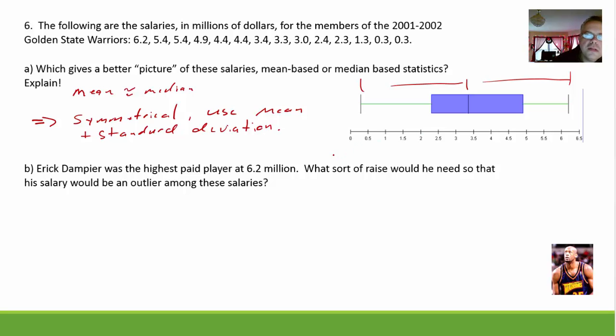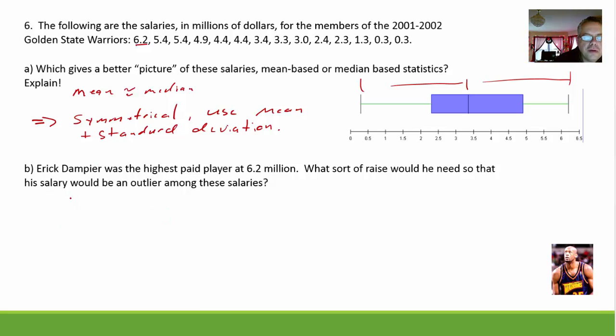Okay, so this decision is based on whether there are outliers or the data is skewed. If there are outliers or the data is skewed, you're going to use median-based statistics. If it's fairly symmetrical, you're going to use the mean. All right, now, Eric Dampier was the highest paid player at $6.2 million. What sort of raise would he need so that his salary would be an outlier? So he's already the max, but he's not quite an outlier yet, apparently. So we don't know how much more money he would have to have in order to be an outlier.